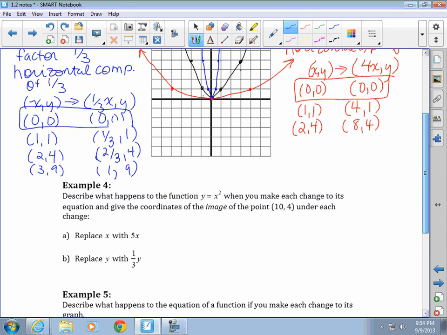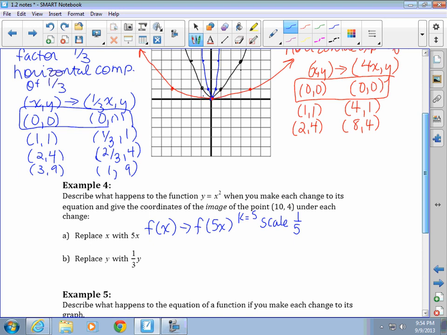Okay, example 4 says, describe what happens to the function y is equal to x squared when you make each change to its equation and give the coordinates of the image of the point 10, 4 under each change. So this one is saying, if you went from f of x to f of 5x. So that means our k value is equal to 5. So the scale is going to be 1/5 because it's 1 over k.